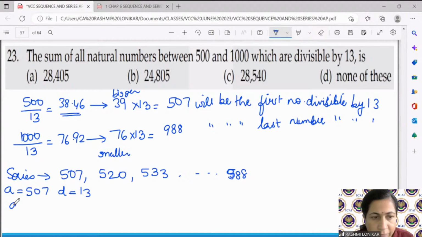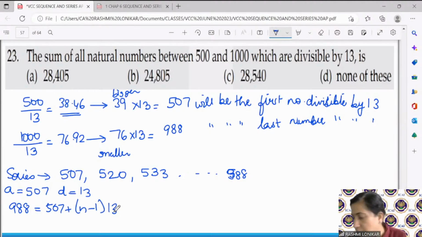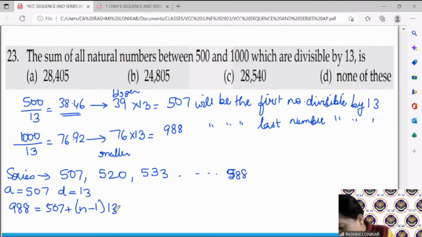So I have 988. How do I find out n? By using the last term. 988 is 507 plus n minus 1 into 13. Okay. So 988 minus 507 is 481.